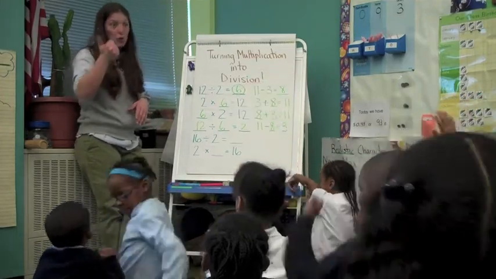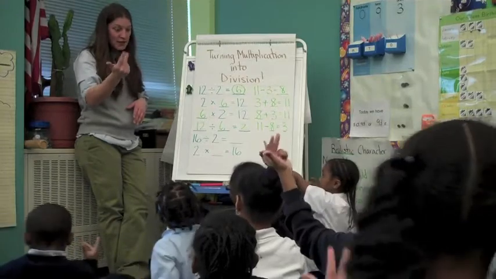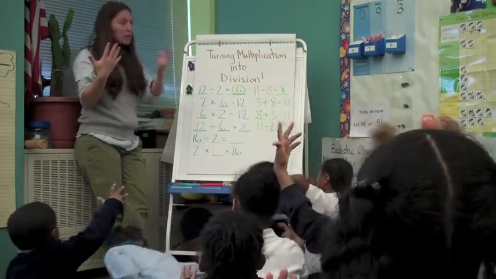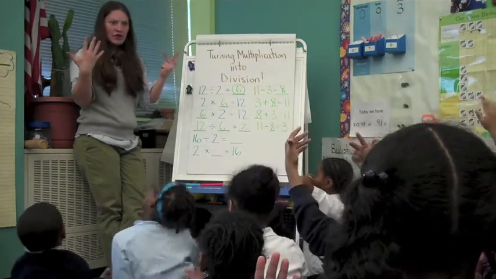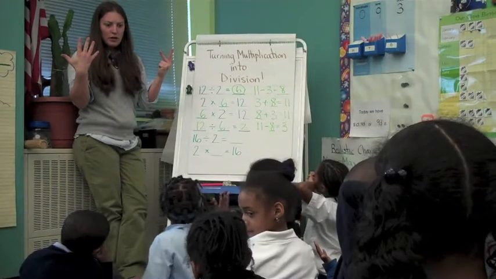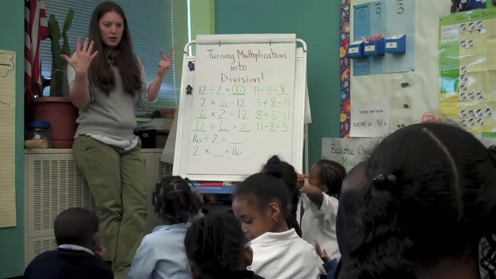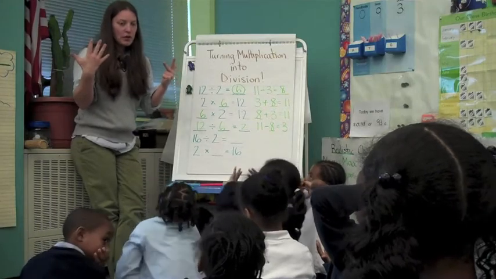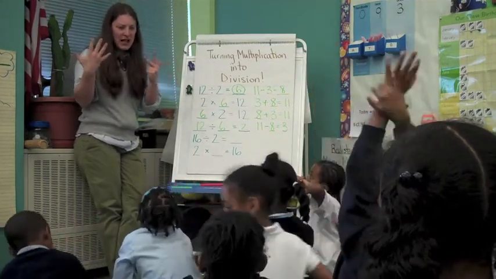2, 4, 6, 8, 10, 12, 14, 16. How many fingers do you have up? Caitlin? You have 8 fingers up. So you counted by 2 how many times?